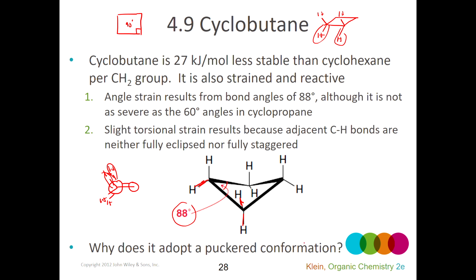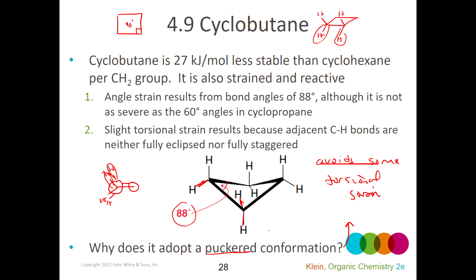So why does it adopt this non-flat or puckered conformation? It sacrifices a little bit of angle strain, but it avoids some of the torsional strain associated with the eclipsing hydrogens on adjacent atoms.